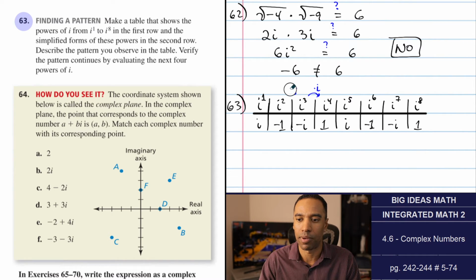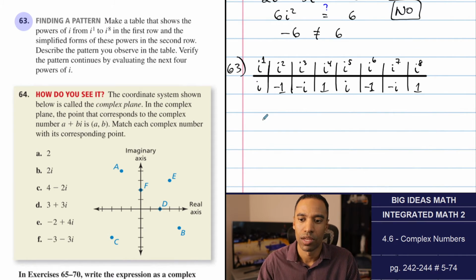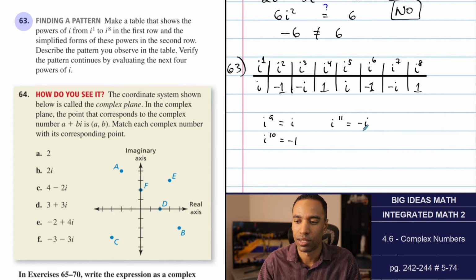They said now expand this into the next 4 that we would do. So i to the 9th, i to the 10th, i to the 11th, i to the 12th. I'll just write it here. I to the 9th is therefore i. I to the 10th is negative 1. I to the 11th is negative i. And i to the 12th is 1.